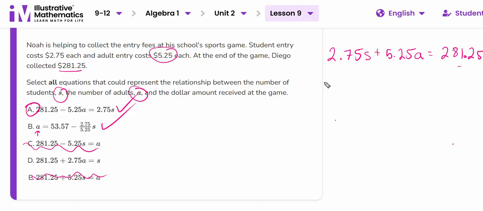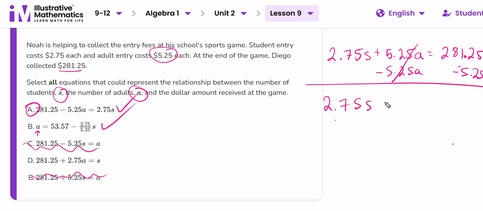So we have 275s. We want to get him alone, so we're going to subtract 525a from both sides. These go away, so we're left with 275s is going to equal 281.25 minus 525a. Looking at this, I see it matches here, and we're not even done. We have to divide both sides by 275 to get the s alone, and that's not going to equal here when the s is alone, so we get to cross out that answer.